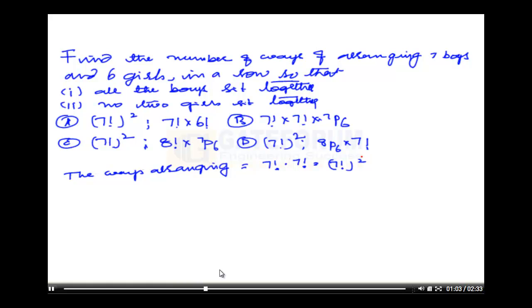Coming to the second one, no two girls are seated together means for every girl, on either side we have to make boys sit. Therefore, first I arrange all the 7 boys like this, leaving a place in between for a girl. So totally we can arrange 7 boys in this way.